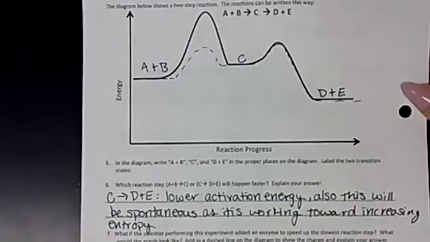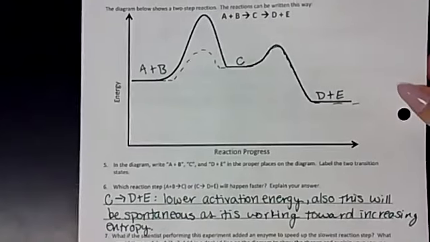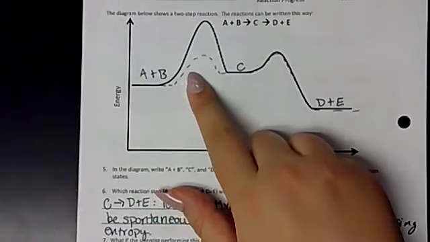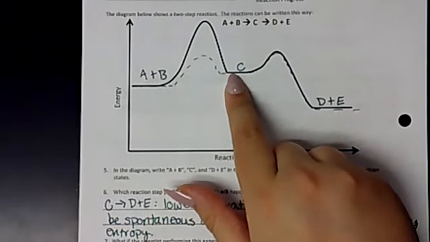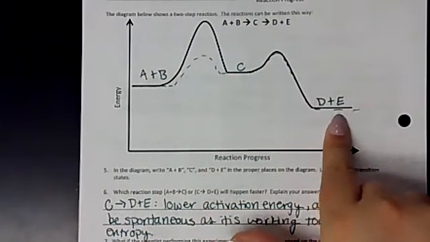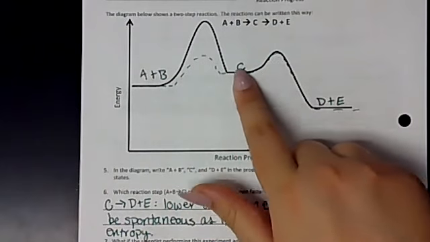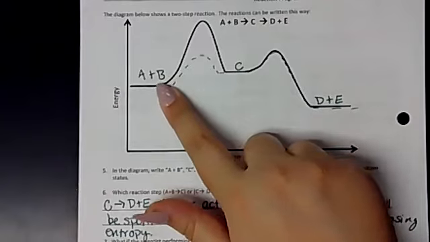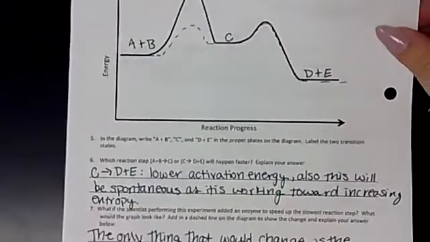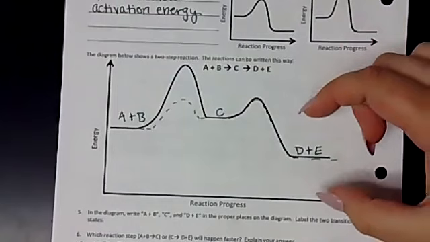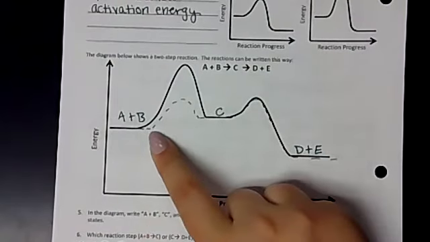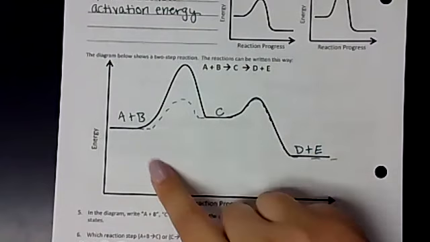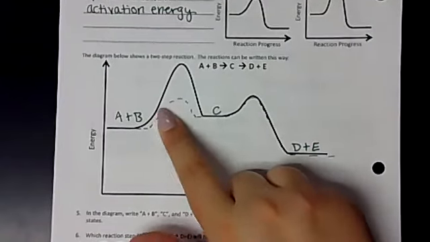So then the next one asks for a dashed line if we have an enzyme to speed up the slowest reaction step. So the only thing that would change is our activation energy here from A plus B going to C. Everything else would follow the same line. So I tried to draw pretty close to on the same line. The only thing that would change is our activation energy, because that is all that enzymes change. Enzymes do not change our delta G, so our ending delta G or our delta G from A plus B to C, that's not going to change. Just our activation energy is going to change. And that's what I wrote there.